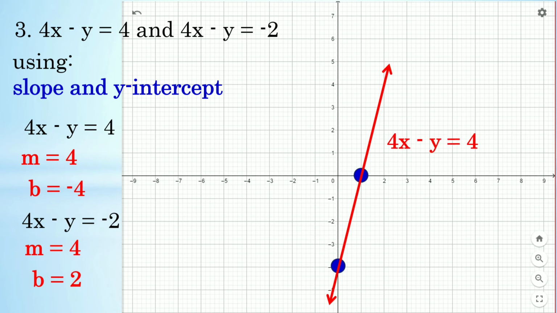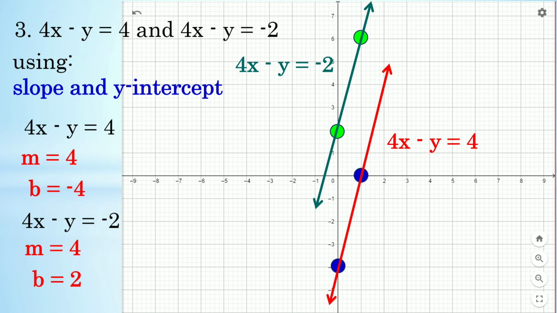And then, ating second equation, ang y-intercept niya ay 2. So, ito siya. At ang kanyang slope ay 4. So, 4 pataas, 1 pa kanan. So, 1, 2, 3, 4. Then, connect. So, ito yung graph ni 4x minus y equals negative 2.